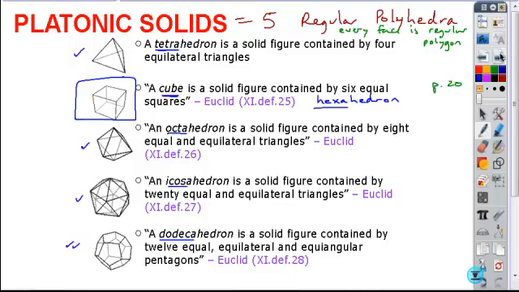All right, questions on those? Again, you don't specifically need to come up with these terms on your own. But if it asks you to identify a Platonic solid, you're probably going to say cube. That's the easiest one to do.